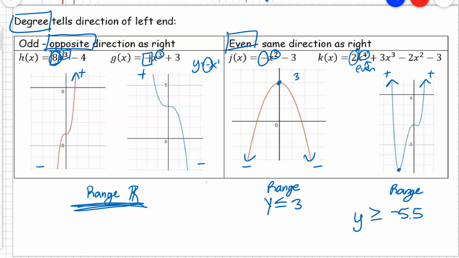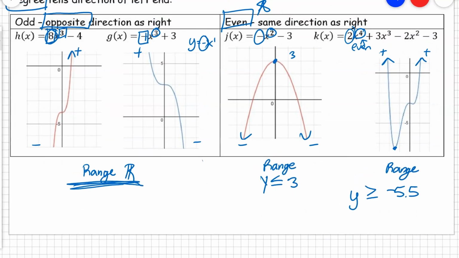So for domain, it's all real numbers. But for range, you have to double check when it's even, because we are going to have a little bit of a different answer for the range on those polynomials.